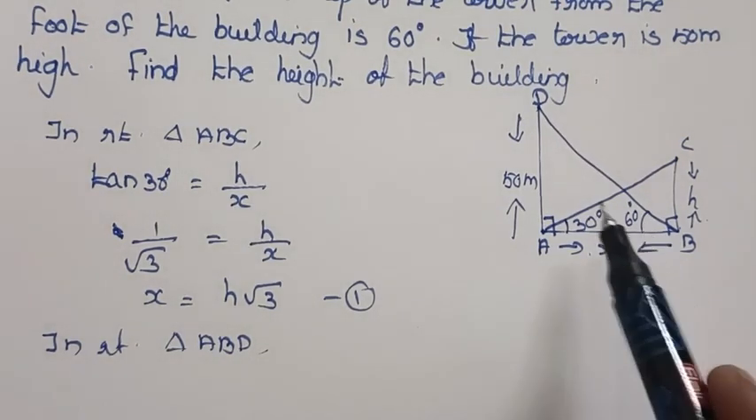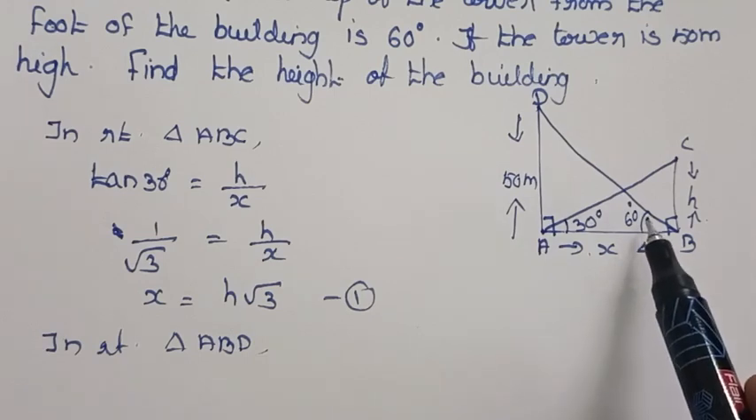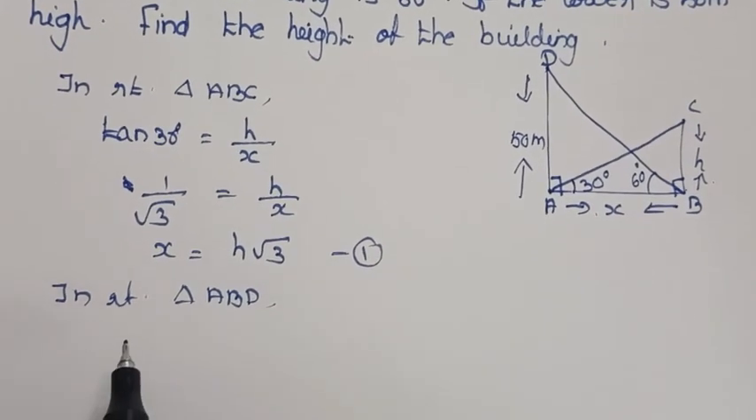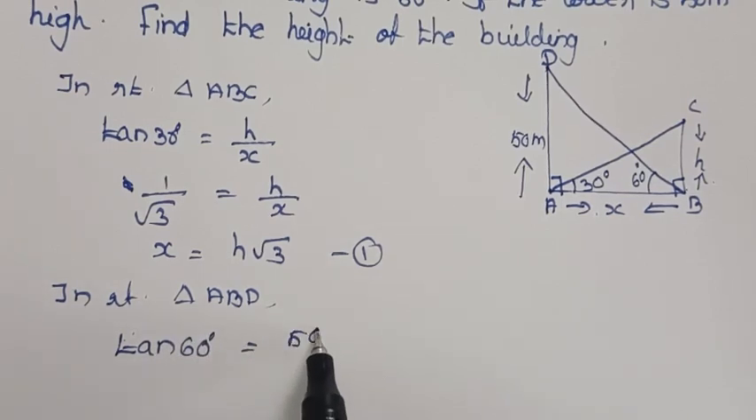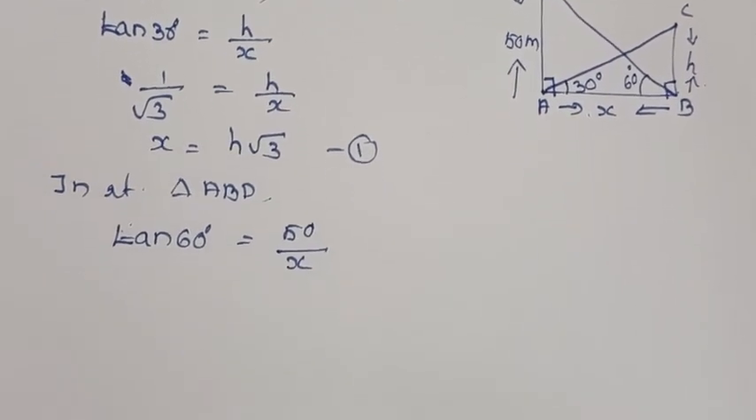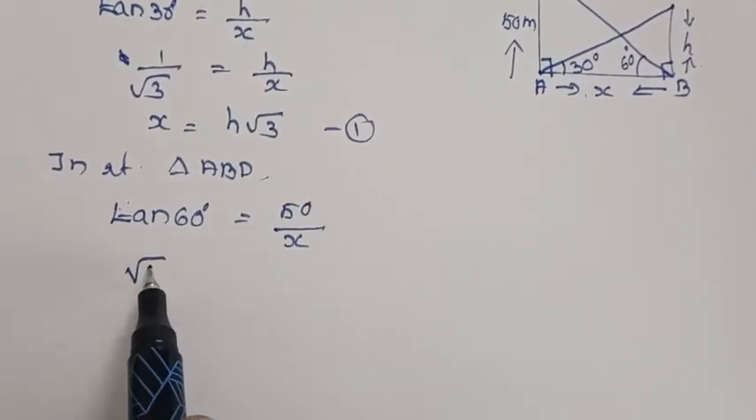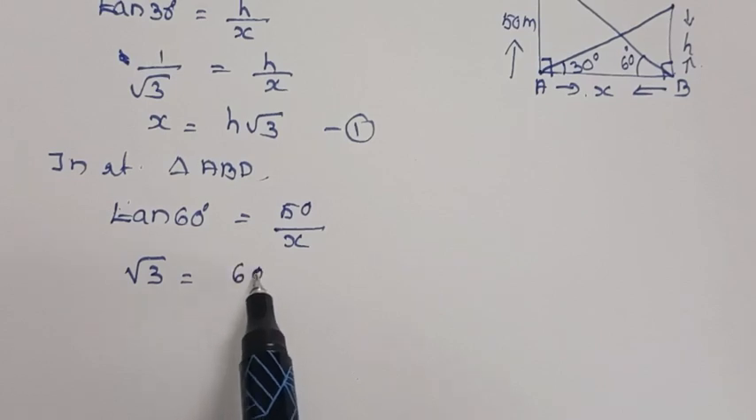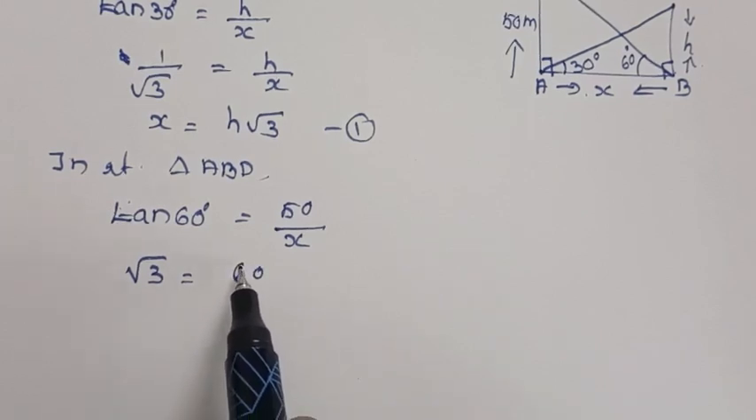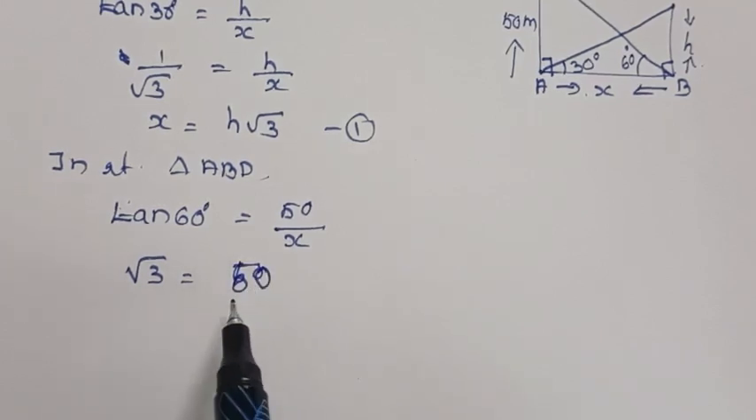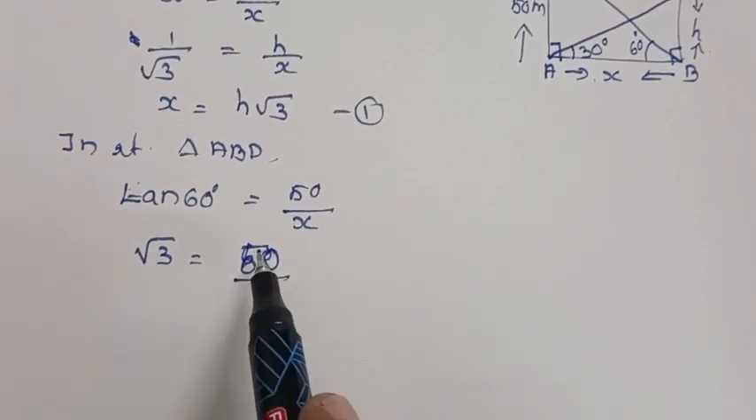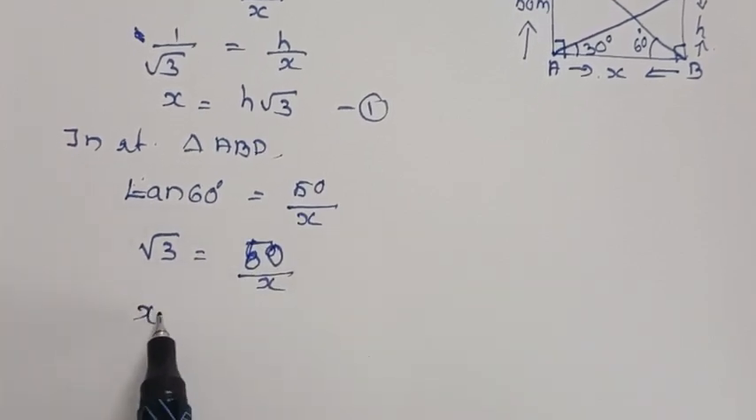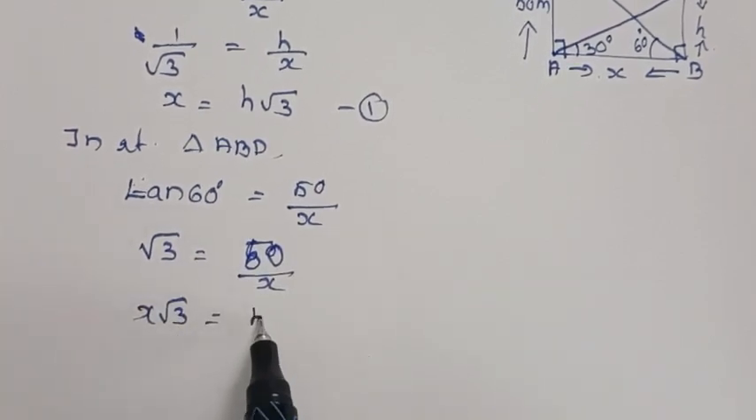Again, we have to connect the opposite and adjacent of 60 degrees, isn't it? So take tan 60 degrees. Tan 60 degrees equal to opposite side 50 meters by adjacent side x. Now tan 60 equals how much? Root 3. Therefore root 3 equals 50 divided by x. Cross multiplying we get x root 3 equal to 50.